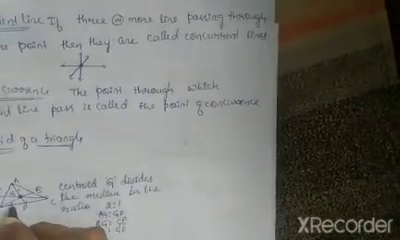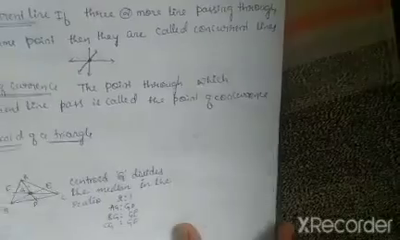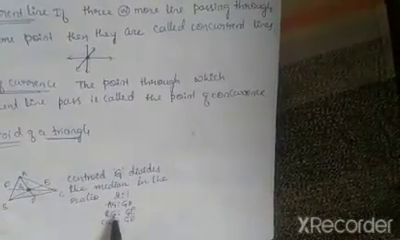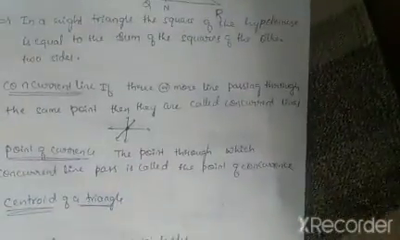This point divides each median in the ratio 2:1. Here 2:1, here also 2:1. So I will write AG is to GD, BG is to GE, CG is to GF. This is the centroid of a triangle. Next are the coordinates of G.